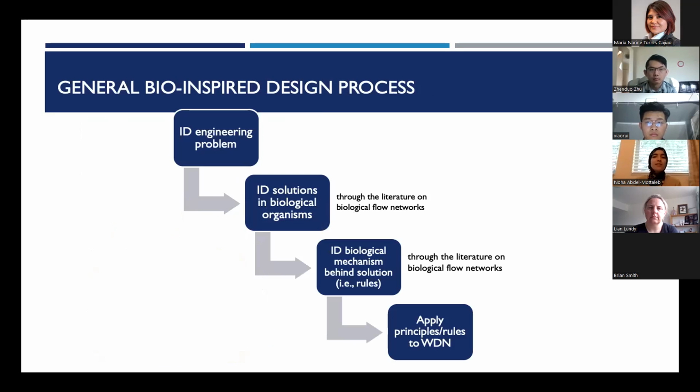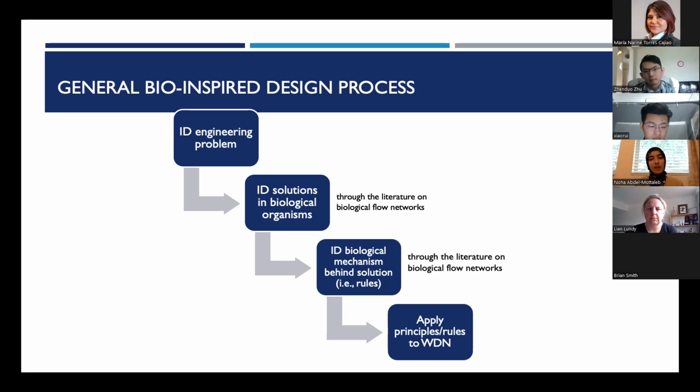So the general process involves first identifying an engineering problem, then identifying solutions in biological organisms. So how is this problem not really a problem for a biological organism, even though it could be based on the structure, based on the stressors that are acting on the organism? And usually engineers aren't going to go ahead and identify the solutions by studying the biological organisms themselves. We're going to go to the literature on biological flow networks and learn from there.